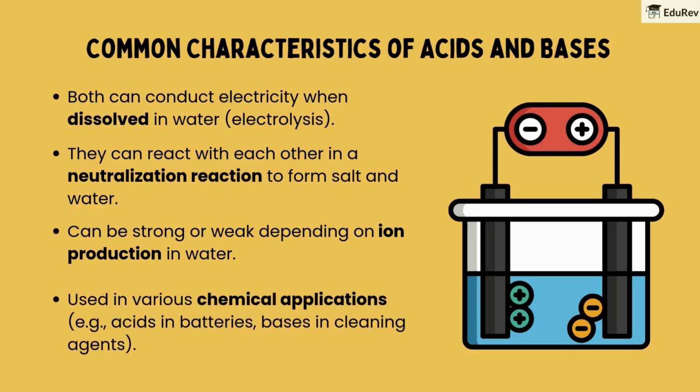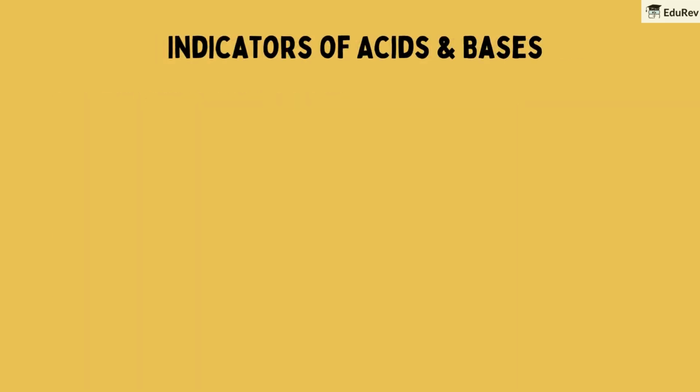They are used in various chemical applications. Example, acids are used in batteries and bases are used as cleaning agents. Let us now learn about indicators of acids and bases.